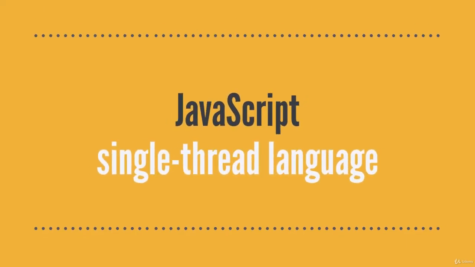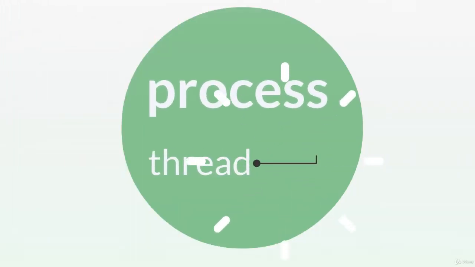JavaScript is a single-thread language. So what does thread mean? Thread and process are often talked about together. Process means the execution of the entire program. Thread means an entity within a process. One process is made of several threads.